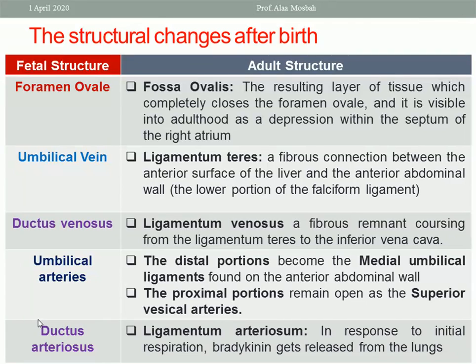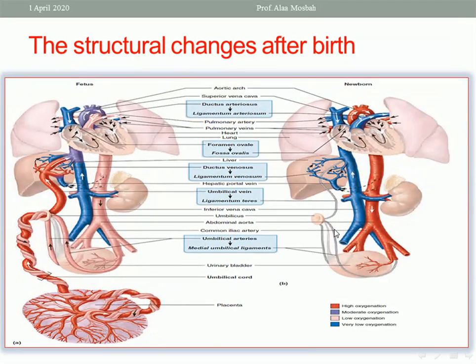In response to initial respiration, bradykinin, as we said before, gets released from the lung and leads to contraction of the vascular wall of the ductus arteriosus, making it ligamentum arteriosum. This is the structural change after birth, and this is to summarize our lecture today.